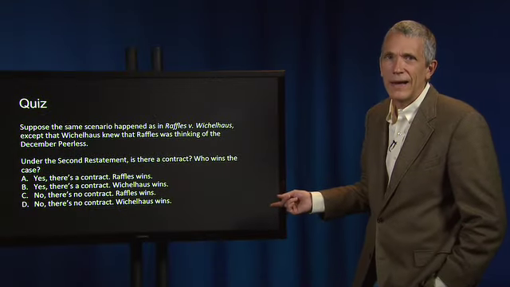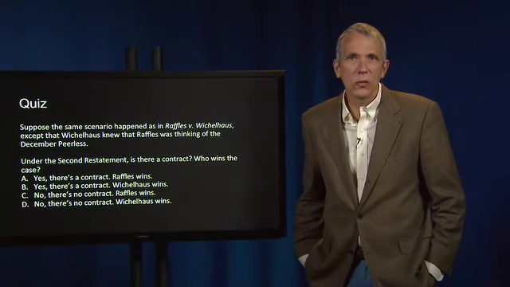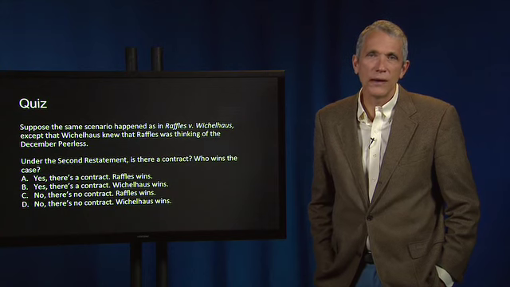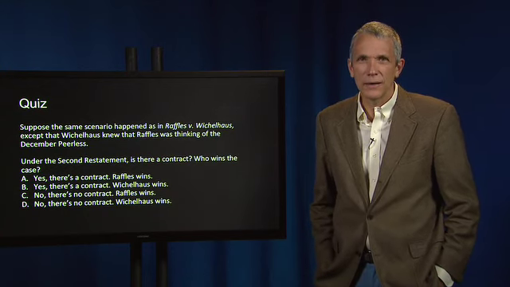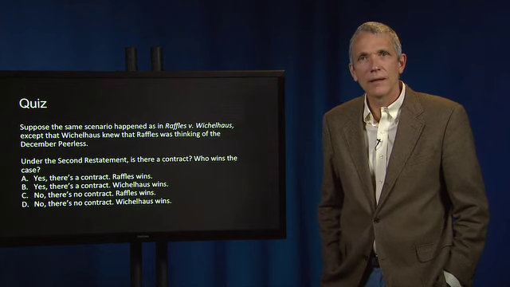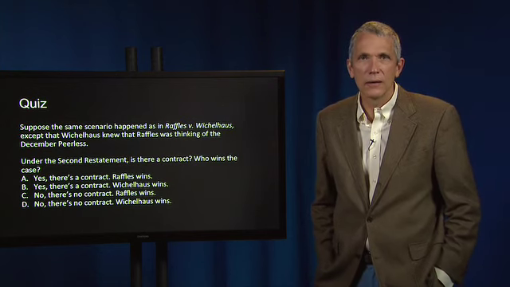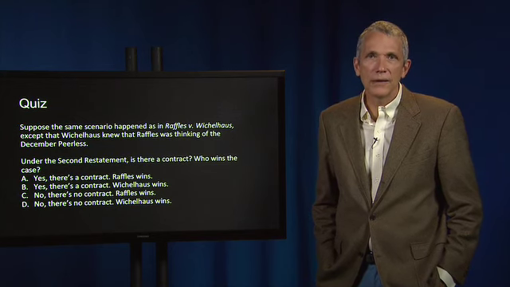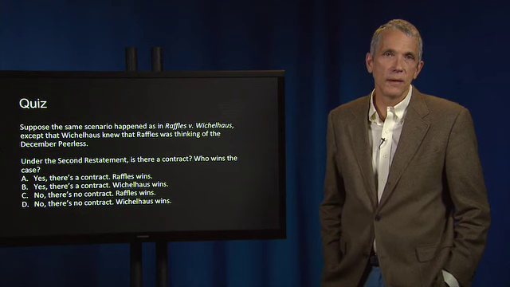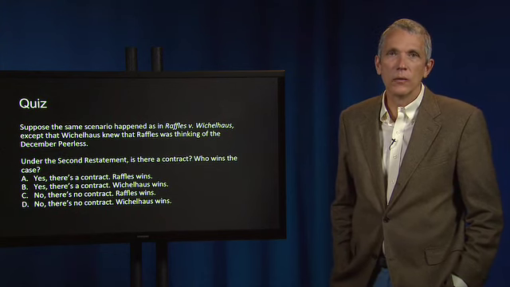Well, the answer is A. As Section 20, subsection 2 of the Restatement tells us, in an asymmetric information case like this, the party who knows the other's interpretation is bound to it. That means that Wichelhaus, as much as he would like it to be the October Peerless, is bound to buy cotton from the December Peerless. Raffles will win the case.